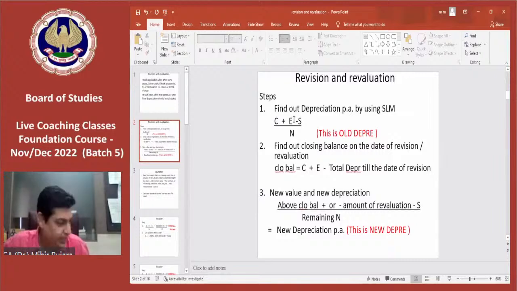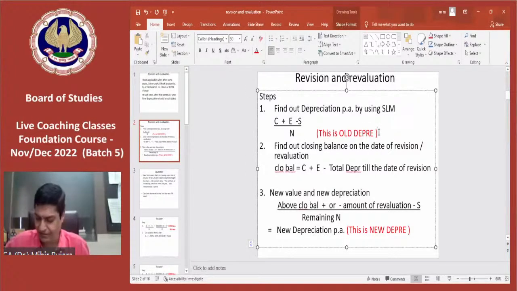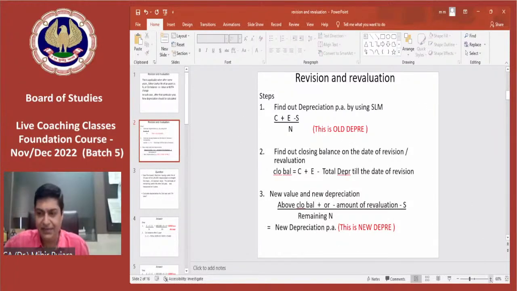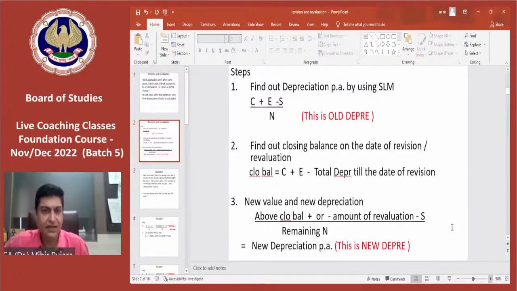First, C plus E minus S upon N. So this is the old depreciation. What is C? Cost of asset. E, expenses. Minus S, scrap, divided by N, number of years of life. C plus E minus S upon N is the depreciation, the old depreciation.